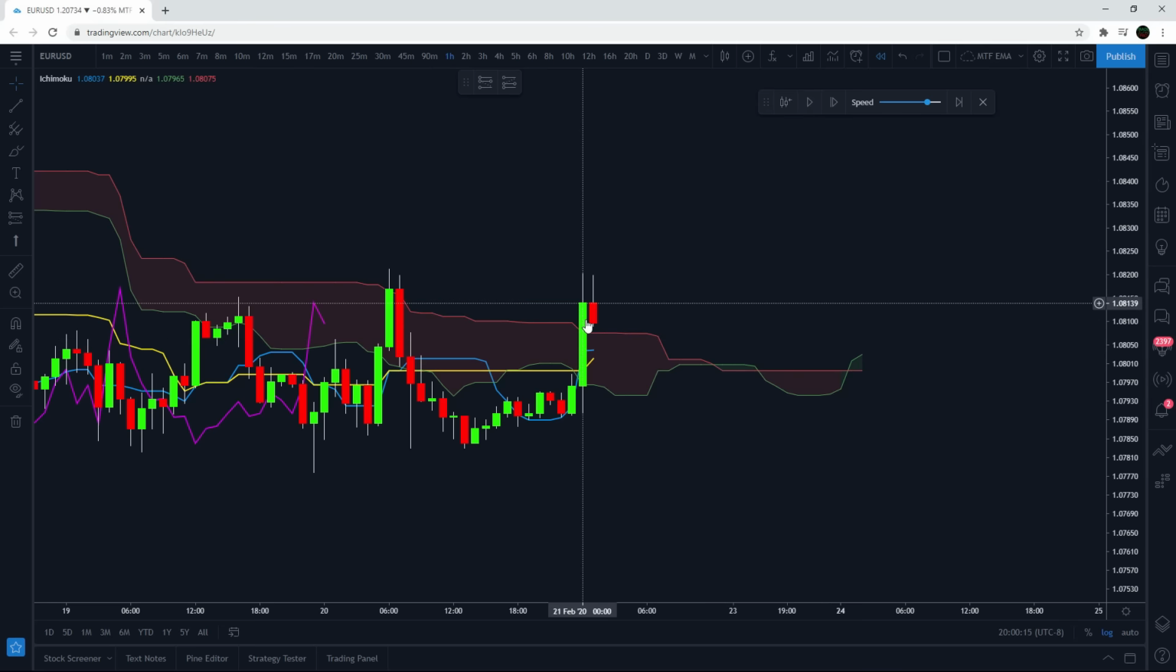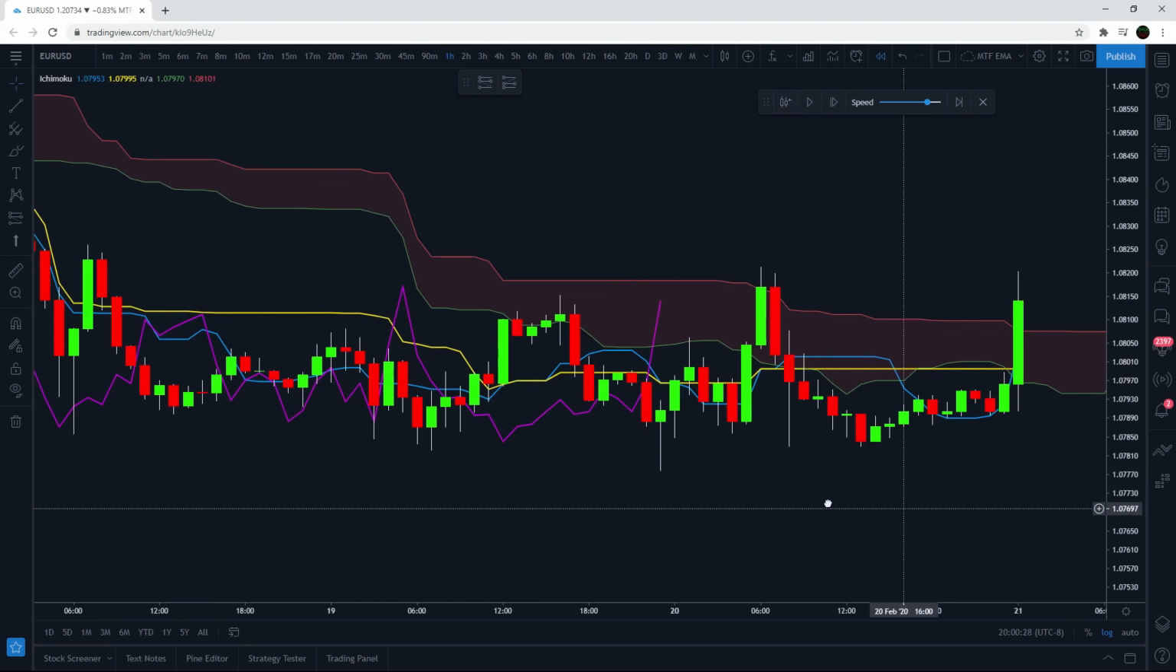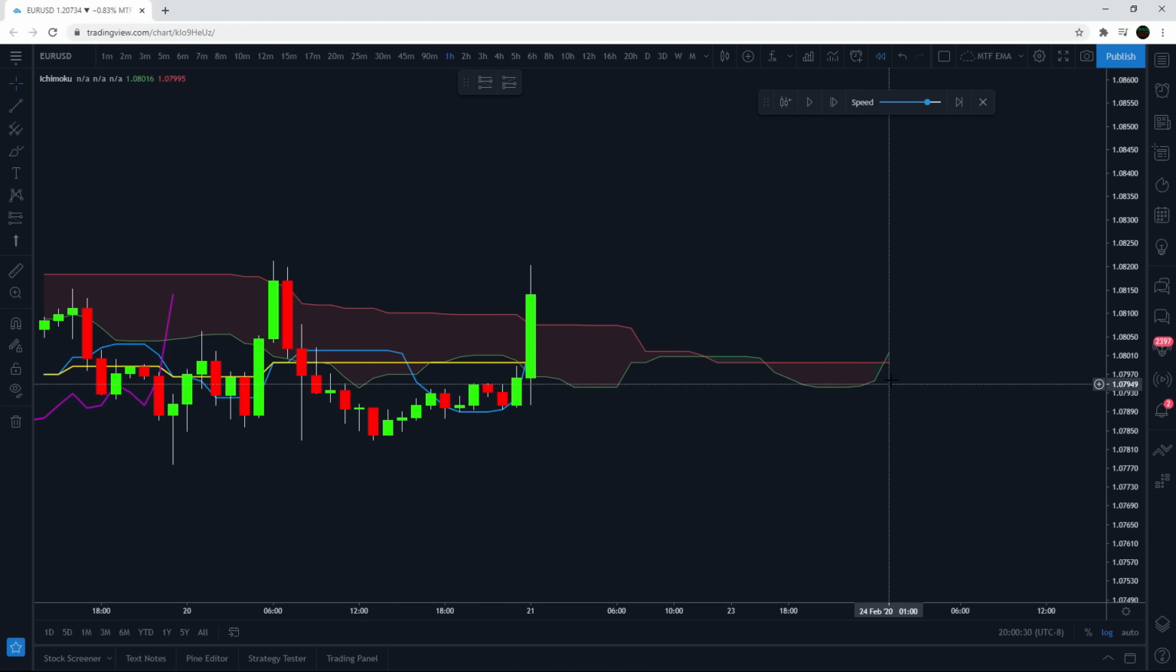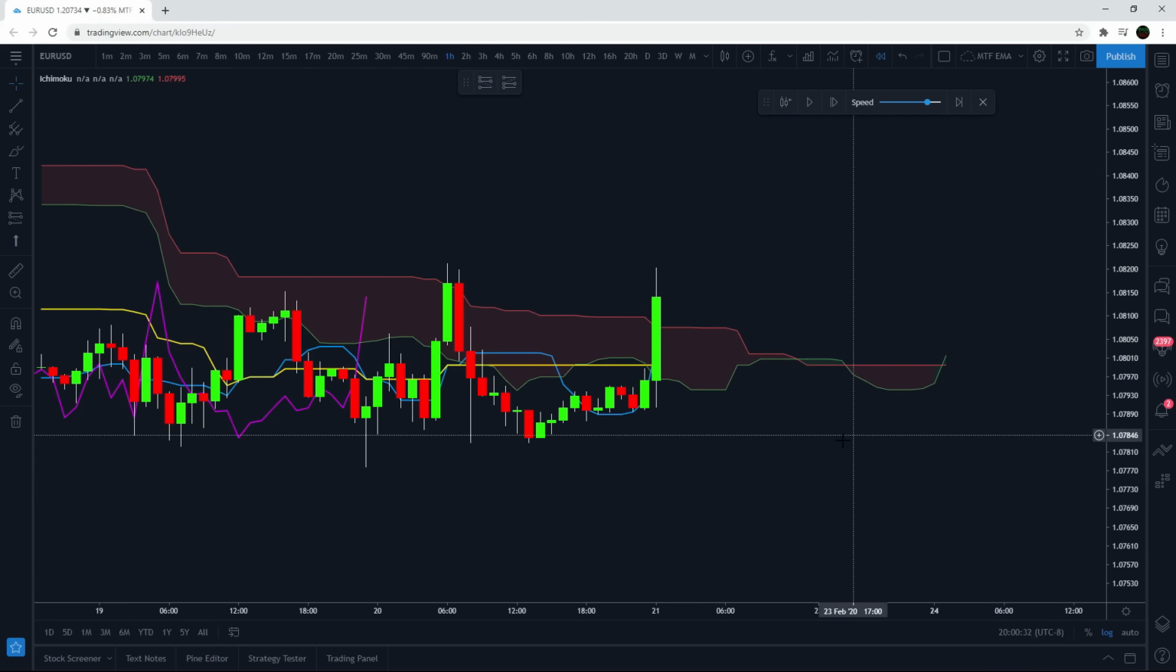So we got a close above the cloud here. The next thing we need to make sure of is that the cloud is actually signaling a green color. We want to make sure that on the candle that closes above, we already have a green cloud. So yes, we do already have a green cloud.